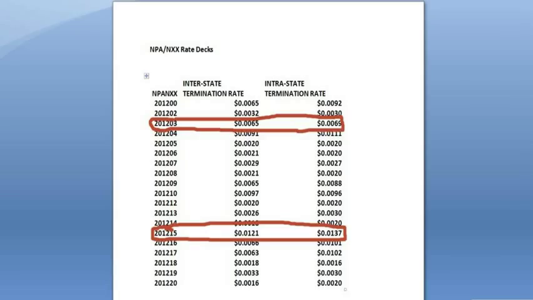This here is a simple example of a section of a rate deck, which we also call an NPA-NXX rate deck. As you can see here, each exchange you dial is billed at a different rate per minute throughout the U.S. based on whether it's an interstate or intrastate call.